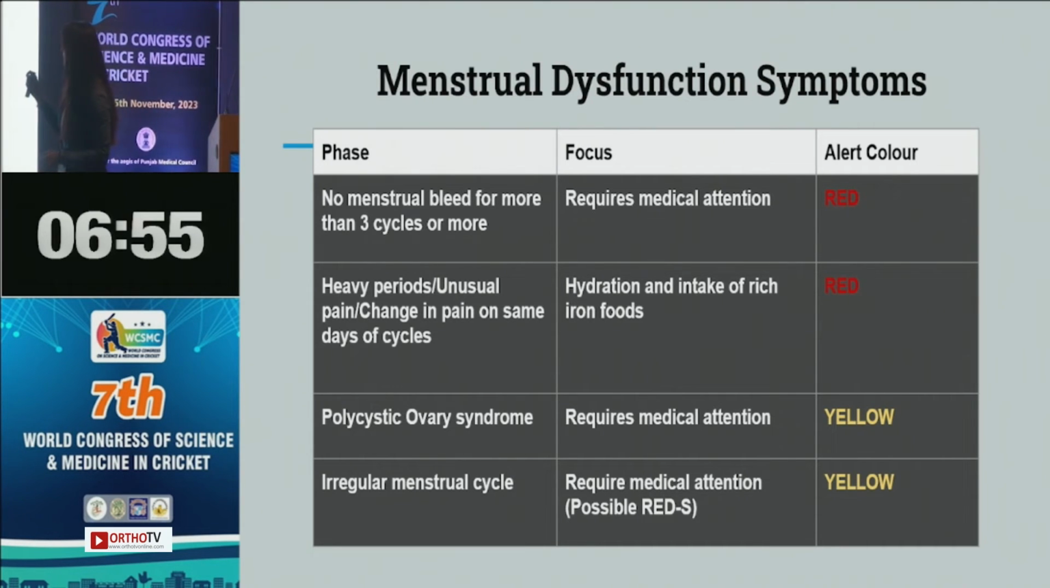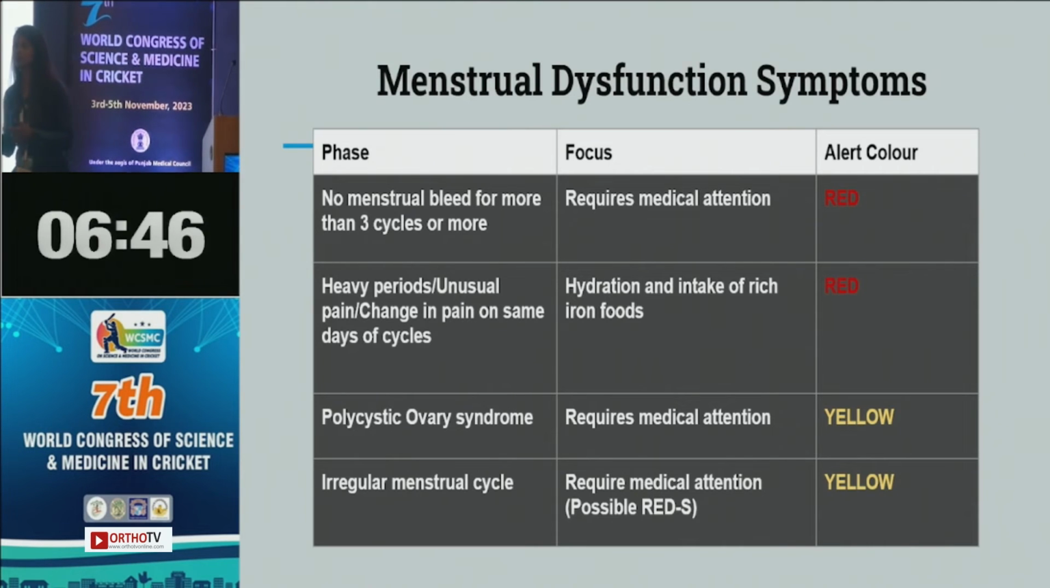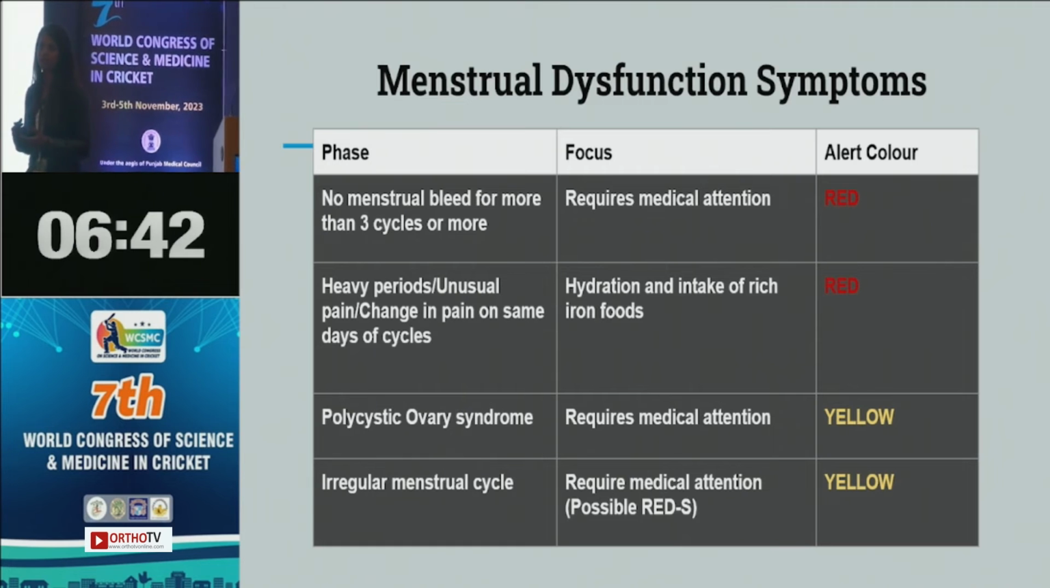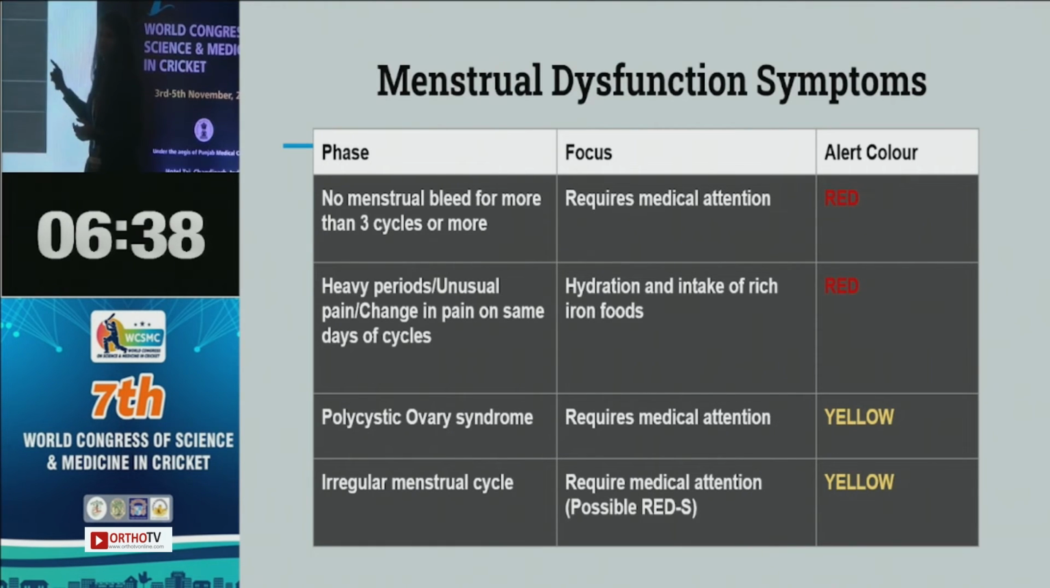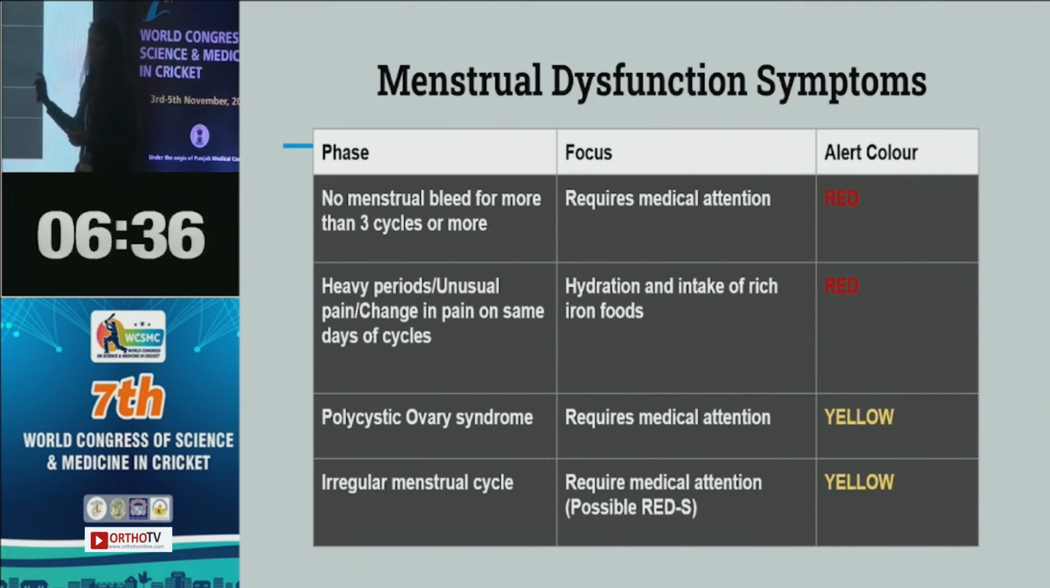And then heavy periods, unusual pain, or change in pain on some days of the cycle: probably we can allow the athlete to do a lot of hydration, and educate her to take iron-rich foods, but I think it still comes in red. It is necessary, even mandatory, to have a consultation with the concerned specialist.